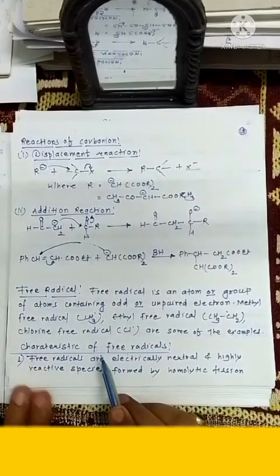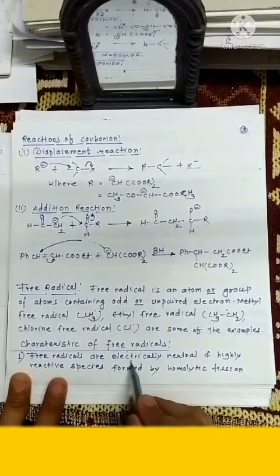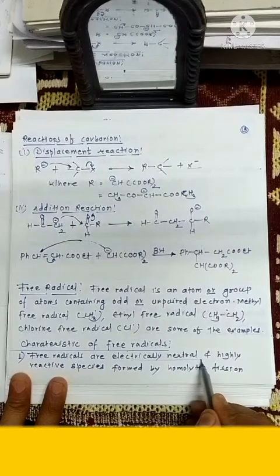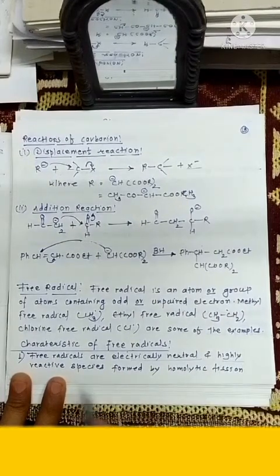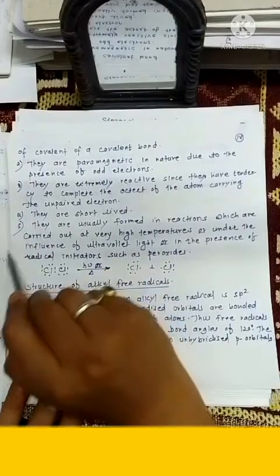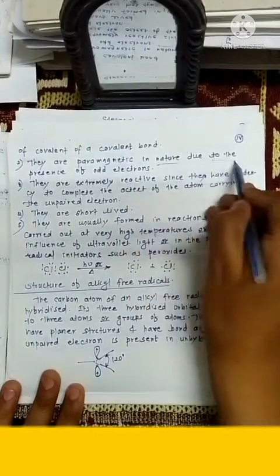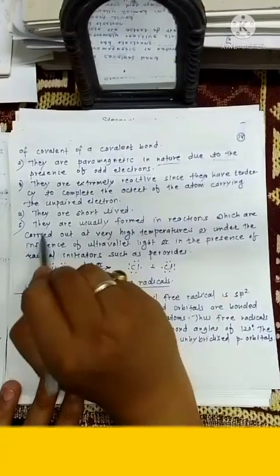Now we are going to see characteristics of free radicals. Free radicals are electrically neutral and highly reactive species formed by homolytic fission of a covalent bond. They are paramagnetic in nature due to the presence of odd electrons.